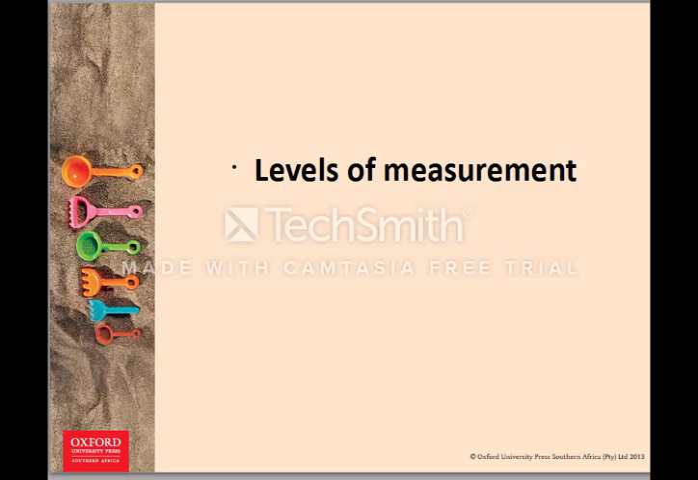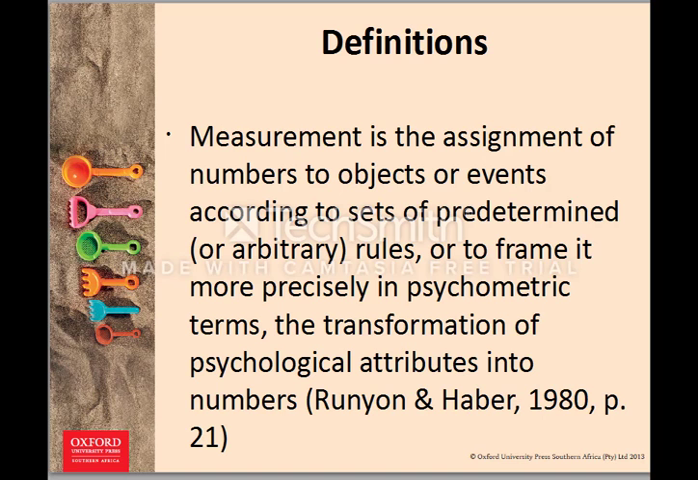So what we're going to look at first is levels of measurement. Measurement is the assignment of numbers to objects or events according to sets of predetermined or arbitrary rules. They shouldn't be arbitrary, to frame it more precisely in psychometric terms, and the transformation of psychological attributes into numbers.